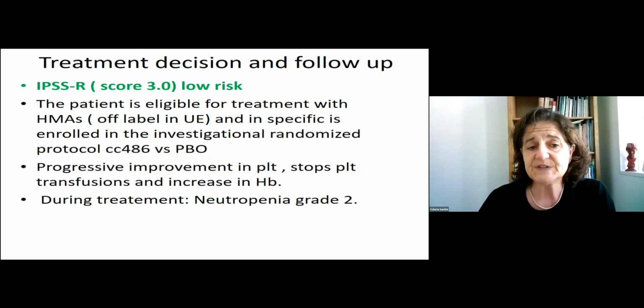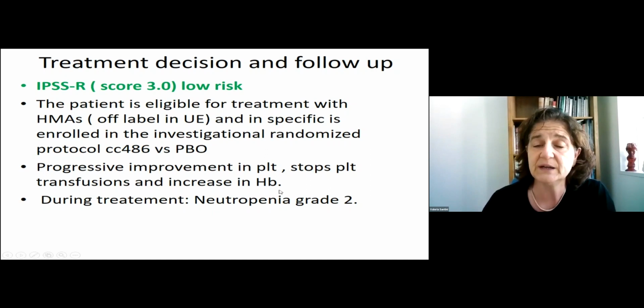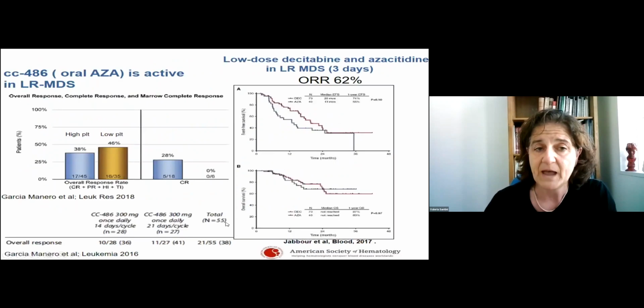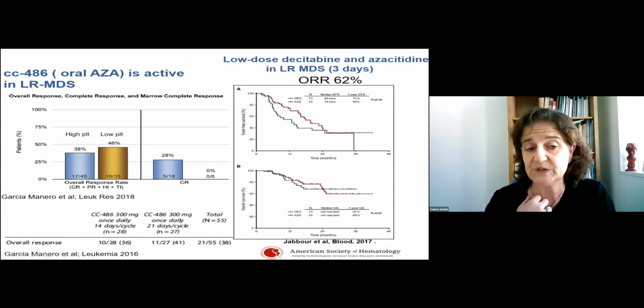And he started receiving the drug with a progressive improvement in platelets, and he stopped receiving transfusions and also showed an increase in hemoglobin. During treatment, nevertheless, he showed grade 2 neutropenia. Now, we know that oral azacitidine may be very active in lower risk MDS, both with low platelets or high platelets. In terms of overall response rate, you see we can reach even a level of 46%.